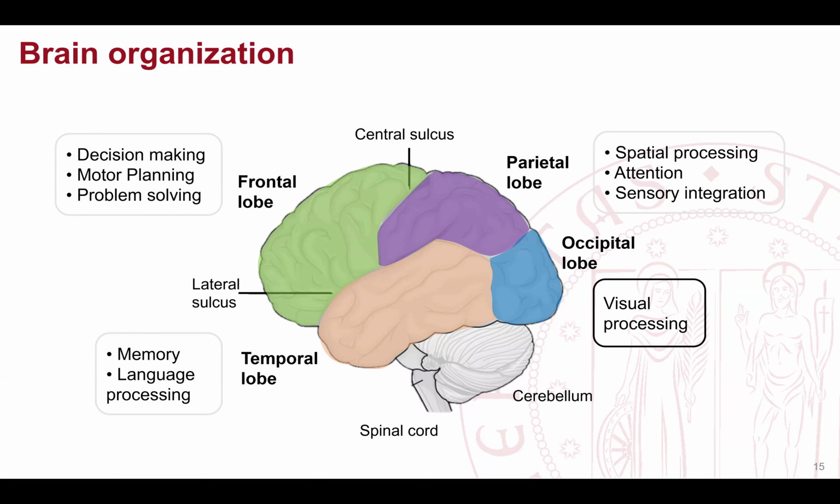But actually, there are networks that are spread all over our brain, and they are all responsible for all these tasks altogether. But mainly, we can say that the main networks responsible for visual processing are in the occipital area. The main networks for attention are in the parietal lobe, and so on and so forth. So there is a sort of clustering of networks, but it's not like a strict separation.